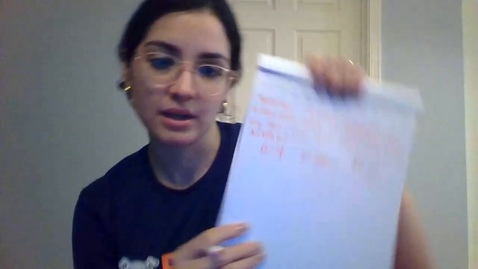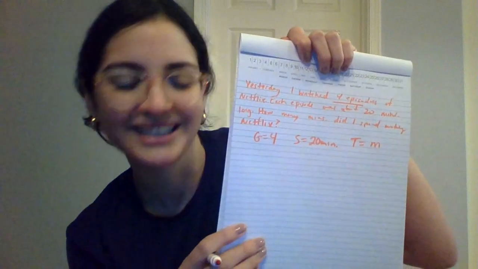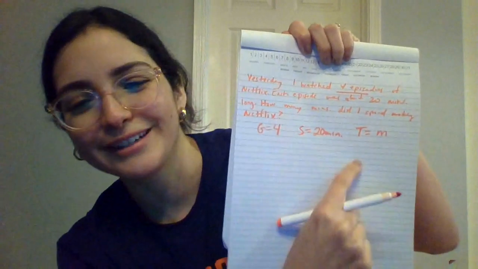So I know that the groups are 4. And each of those was 20 minutes long. So that then is my size. My size is that they are 20 minutes each. And the total amount of minutes that I spent is what I'm solving for. So I'm just, again, going to put a variable to stand for that. So I'm just going to put an M for the total amount of minutes that I spent yesterday watching Netflix.